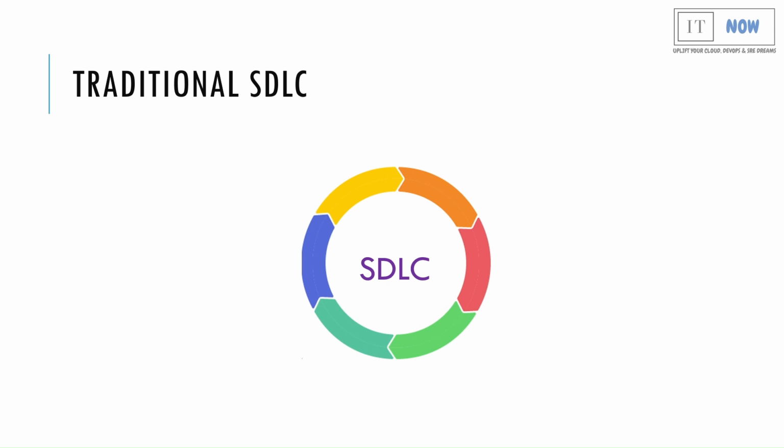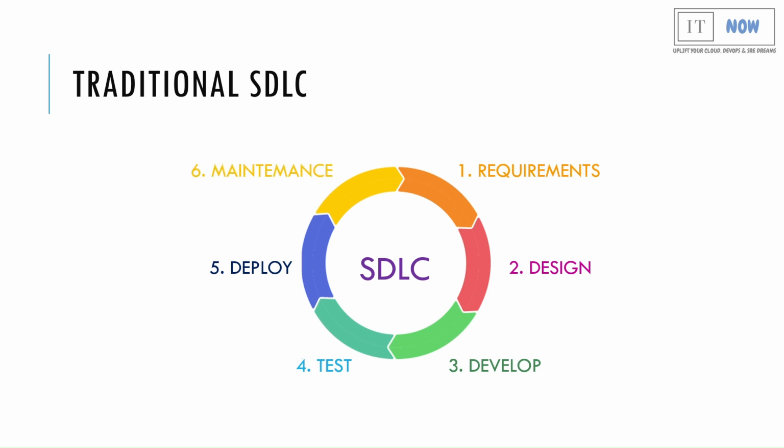It starts with the requirement analysis phase, then moves to the design phase, then to the coding phase, which is known as development, then goes to testing, and after that it is deployed to production, known as the deployment phase, and after that it goes to the maintenance phase. Now let's deep dive into each phase to understand their roles and challenges.